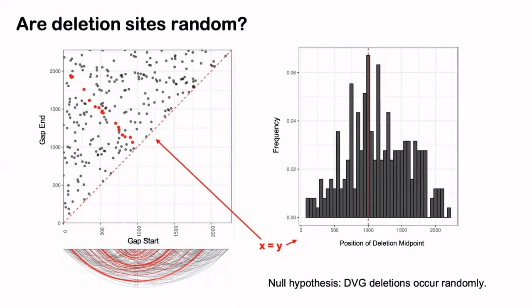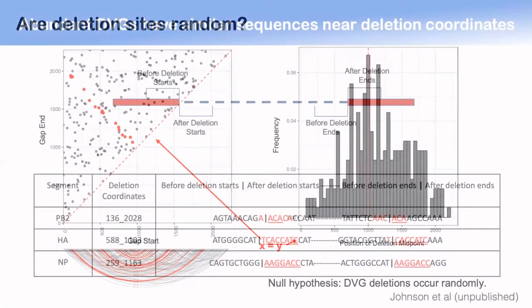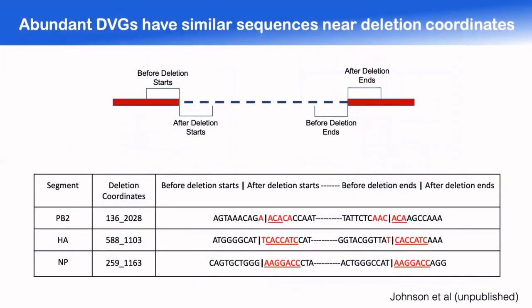If it was totally random, it would look like those gray spots where I would have the coordinate of the deletion start, what we call the gap start, on the x-axis, and the coordinate of where the deletion ends, the gap end. If it was random, you would have a start anywhere and an end anywhere, but in fact, that's not what we see. We see a very structured way of where it starts and where it ends.